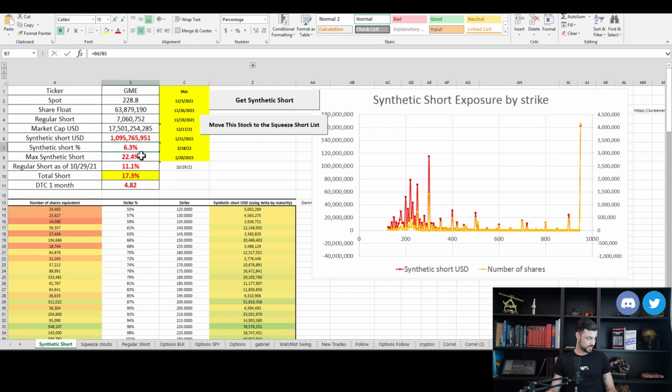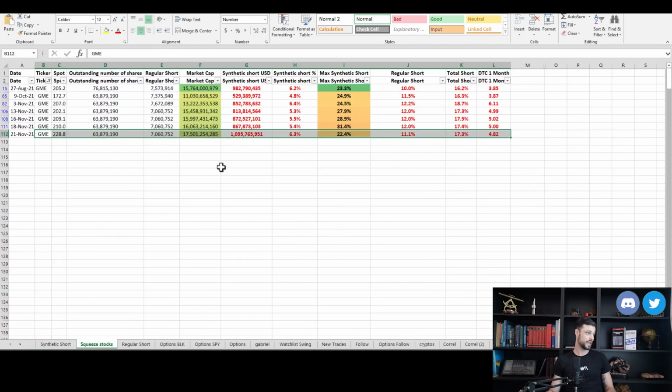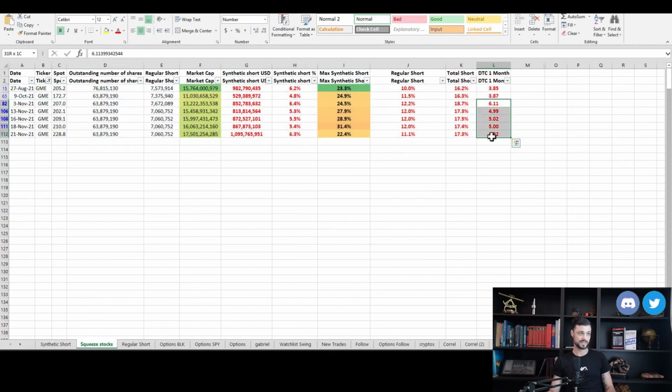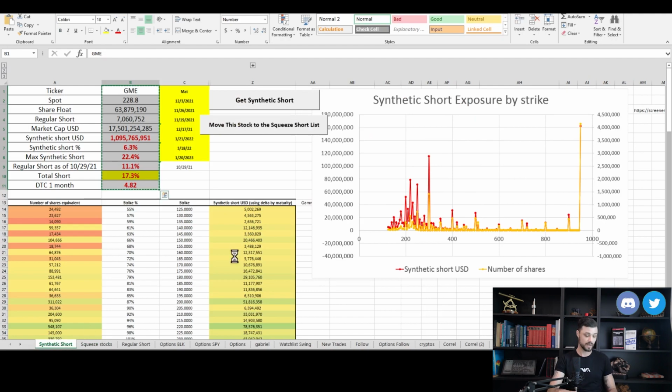And the synthetic short is right now at 6.3%. Okay, so the DTC is at 4.8, so it's rather stable. We can see in the past month we are between 6 and 5, so we are already in an area where shorts are under pressure, where there is tension in the markets, where shorts need to trade 5 daily volume to cover all their short positions, which is a lot. So we have this tension. This is one more reason.